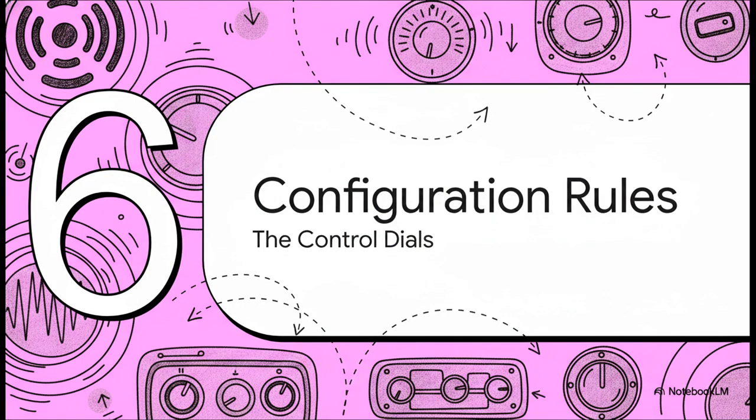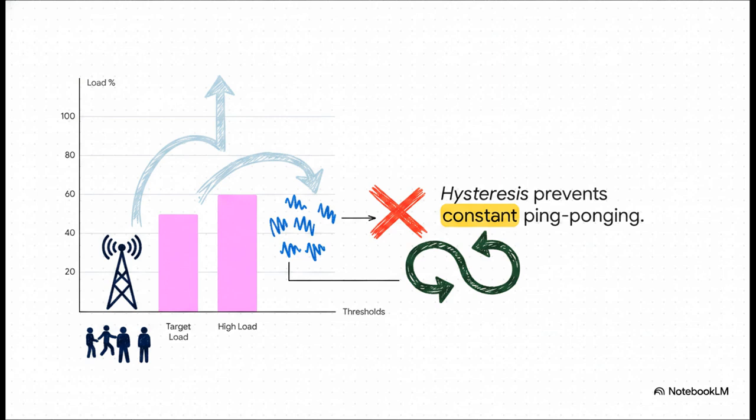Let's look at Section 6 now, configuration and deployment rules, the control dials. Okay, let's talk about the concept of hysteresis, which is a fundamental rule in network engineering. Take a look at the gap between the target load and the high load. Say an engineer sets the high load to 60% and the target load to 50%. The cell won't start kicking people off until it hits that 60% congestion mark. But, and here's the clever part, once it does, it won't stop load balancing until the traffic drops all the way back down below 50%. Leaving that gap is absolutely critical because it prevents the network from constantly turning the feature on and off, if the traffic is just hovering right around, say, 59%.